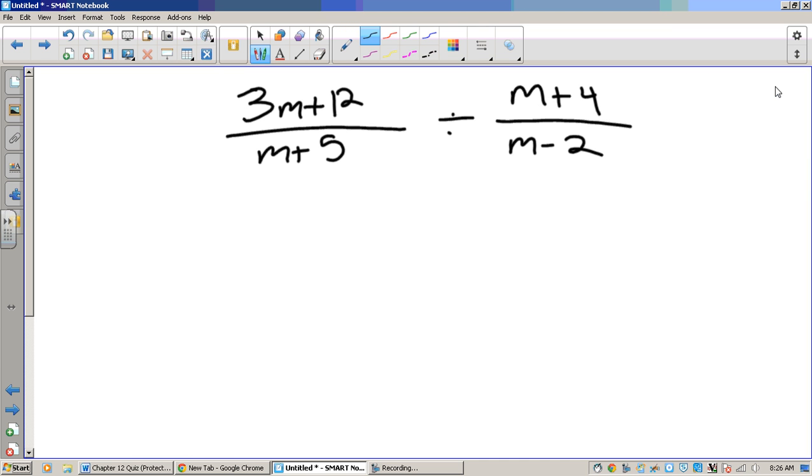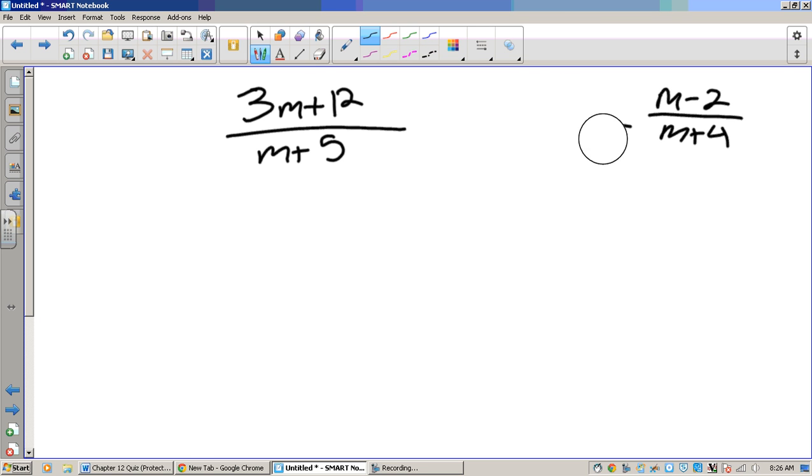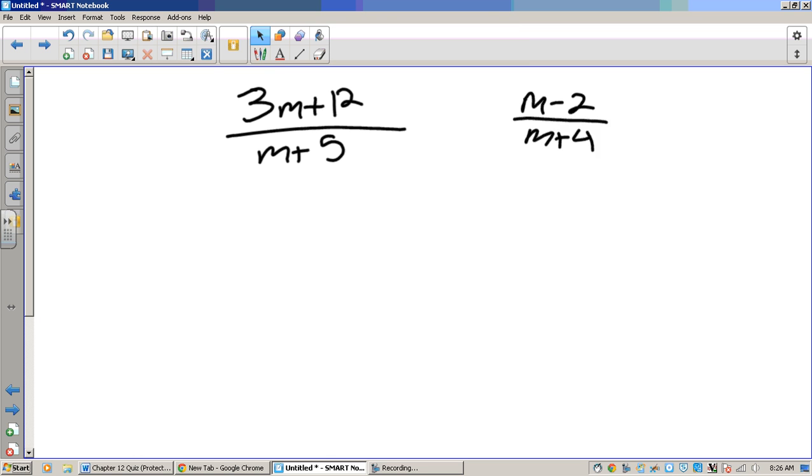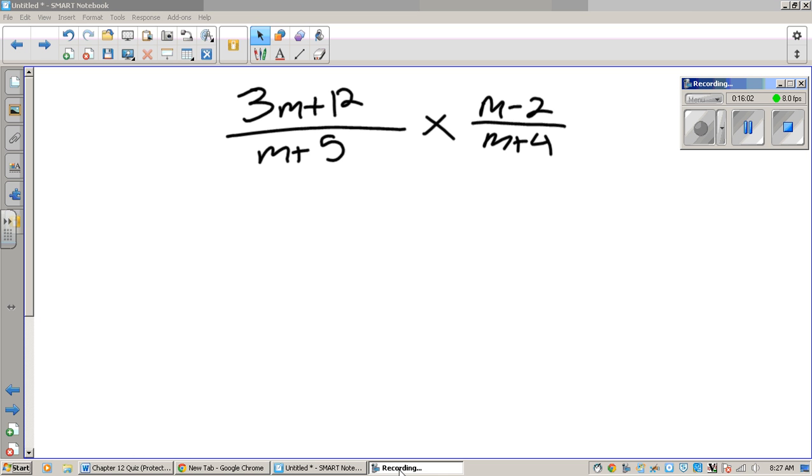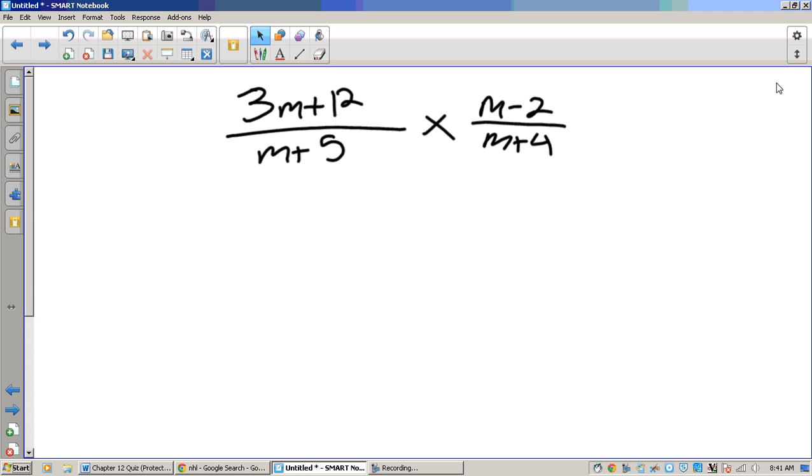So first thing we do here is same change flip. I change this to (m - 2)/(m + 4). Did I do that right? Did I flip it? Yeah. Okay, cool. And I change that to multiplication. Then I factor out a 3 in the top.